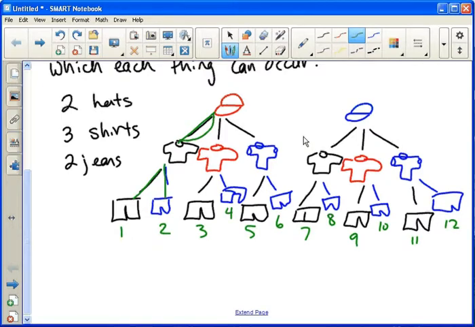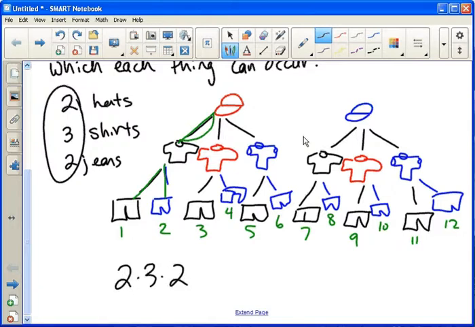Now you could obviously do one of these trees every single time, but if you're as poor an artist as me, you can see that could take a long time and not even look very pretty at the end. So it turns out that all you have to do is take these 3 numbers and multiply them together. 2 times 3 is 6, times 2 is 12. And that's the fundamental counting principle. It's pretty straightforward. I'm going to give you a few more examples just to give you an idea how this works.